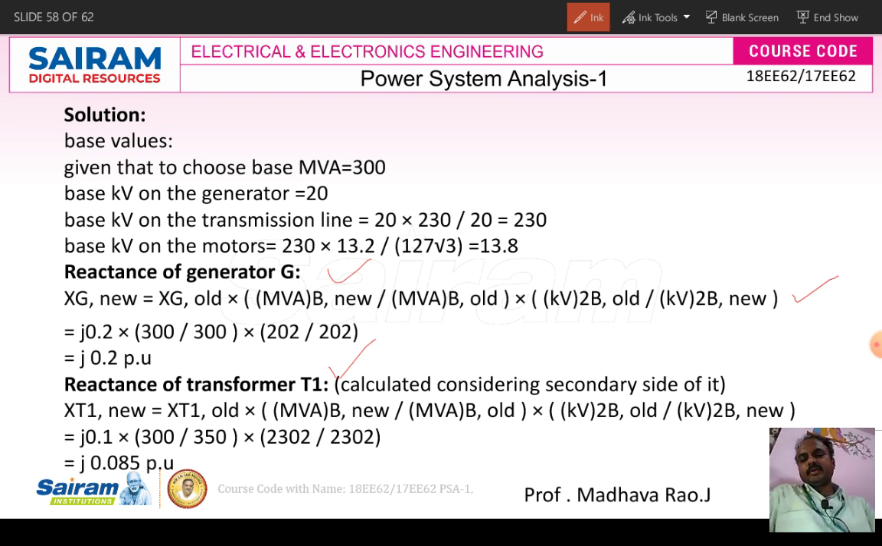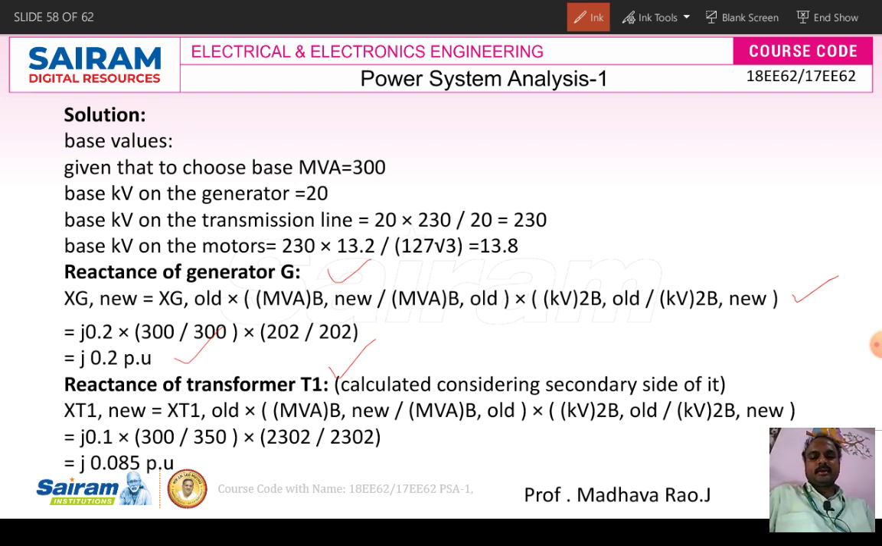Substitute the MVA base new value, old value and kV squared. So, kV base old and kV base new. So, you will get j0.2 per unit. So, old and new reactance values are similar for the generator.